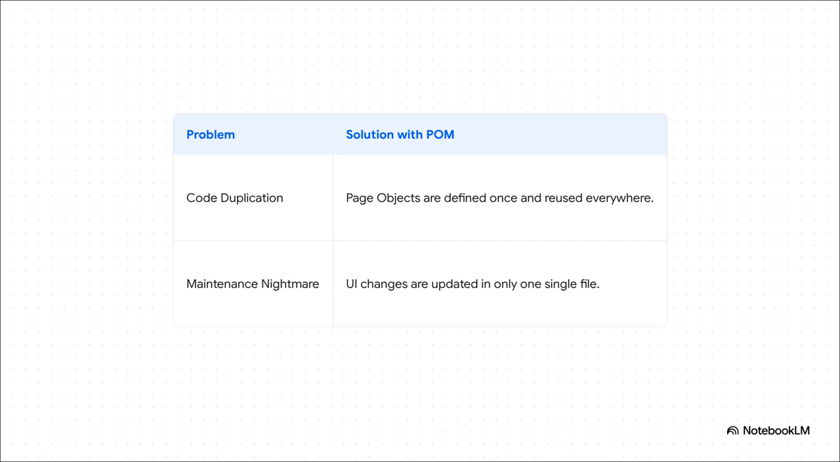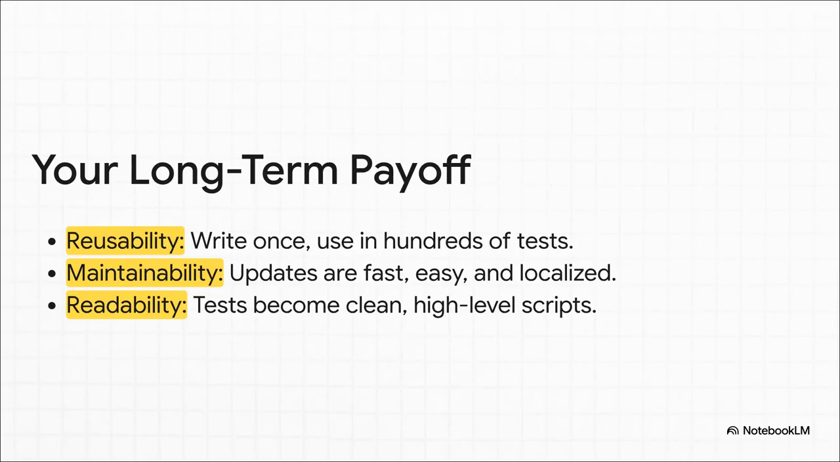Remember that code duplication problem? Gone. The login page is now defined in exactly one place, the login page object. Every single test that needs to log in just uses that same object. And the maintenance nightmare? Poof, also gone. When that login button's ID changes, you have one file to update, just one. You change it there, and it is instantly fixed for all 100 tests that use it. How great is that?